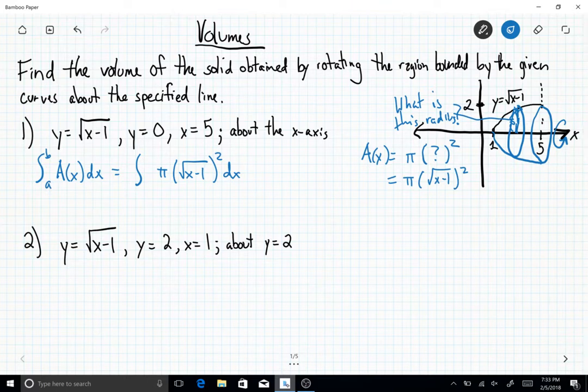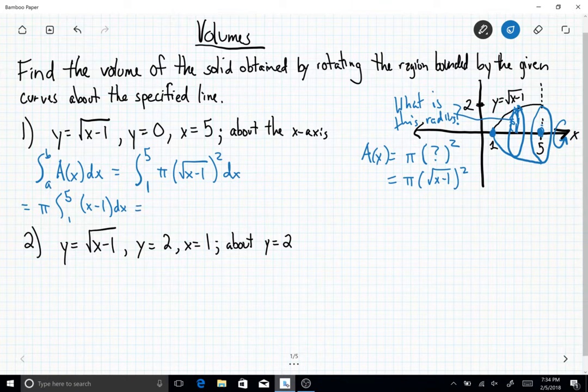Now with the bounds though, that might be tricky. Well, let's see. Where should we start our bounds? Well, notice the first point in terms of the x values is at 1, and the final point in terms of the x values is 5. And so we have a natural sort of bound here. We go from 1 to 5, and now we're ready to actually integrate this thing. So we pull out a pi, we take the integral from 1 to 5 of, when we square the square root of x minus 1, that whole quantity, we're just left with x minus 1 dx.